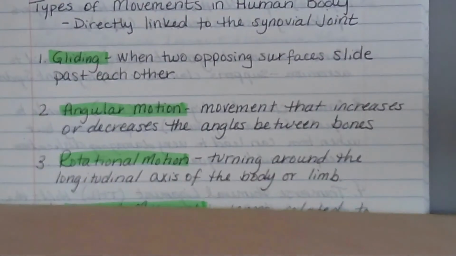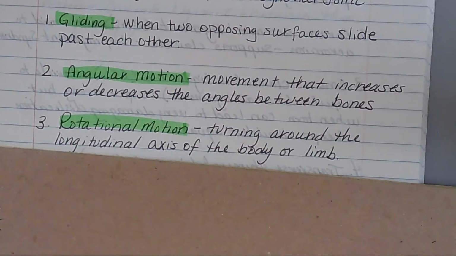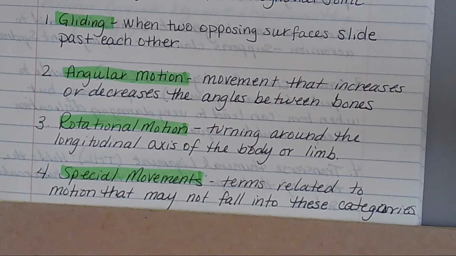Our next type is rotational motion. So again, this is motion that's going to allow the body to move around a particular axis, usually in this case a longitudinal axis of the body, in order for you to look left, look right, or do any of that kind of motion. And then our last type of motion is special motion, or special movements.